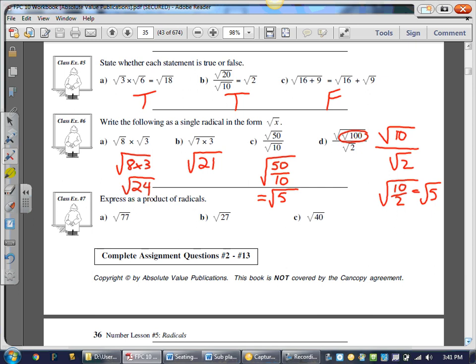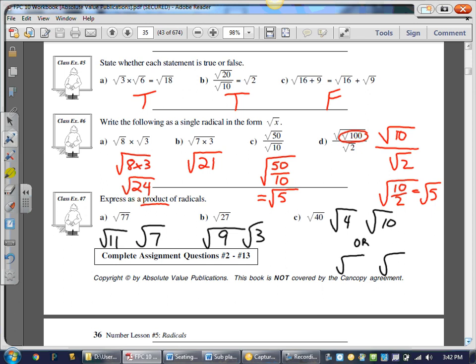Similarly, I can break them up in the same way. So if I need to write them as a product, that means multiply. I'm going to make them as two things multiplied together. Okay, what do you want to put in here? How about 11 and 7? Not much options there. Root 27 could be, how about 9 and 3? Oh, root 40. 4 and 10? Any other options? Yes. How about 2 and 20? So sometimes you have more than one option.